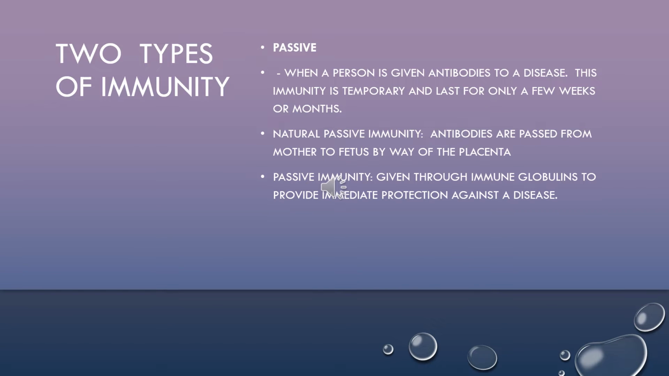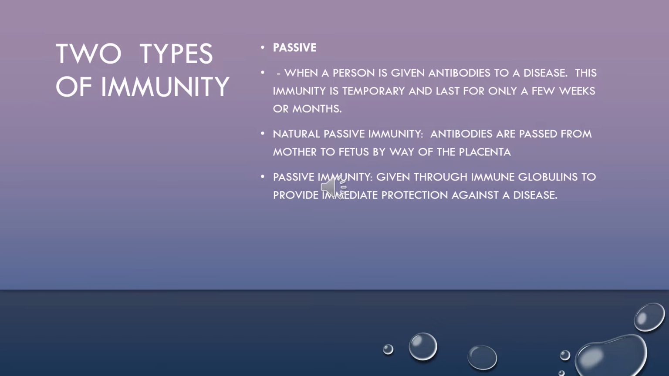And then the other type of immunity would be passive immunity. This is when a person is given antibodies to a disease. This immunity is temporary and lasts only for a few weeks or months. And I think of this like going down, I don't want to get ahead of myself, so I'll save my thought till we get a little lower here on this slide.